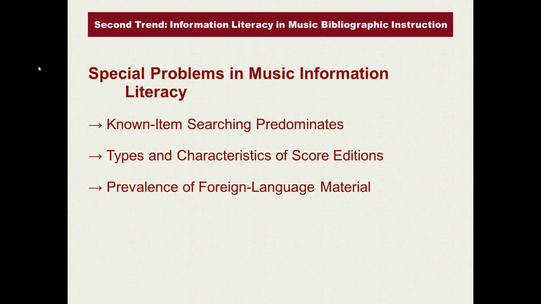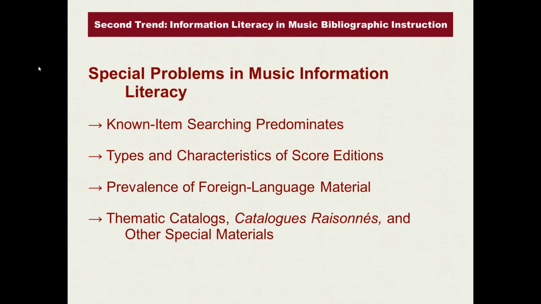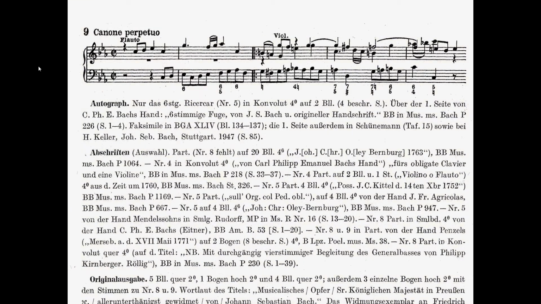Finally, music has a number of unique reference and research tools that really have no analog in other fields. An example of this is thematic catalogs and catalogue raisonné. These are catalogs of compositions, but they're also indexes to primary and secondary source material for compositions and to critical writing about compositions. They can be difficult even for the experienced scholar and are often bewildering for students.